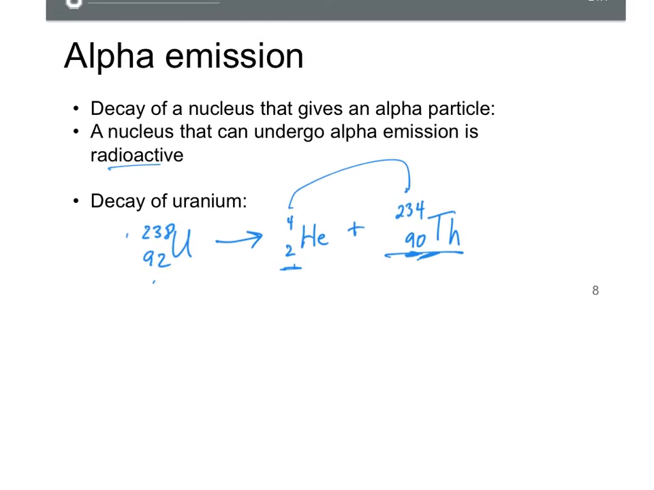Another example for alpha decay is that of radium. So radium-226 has an atomic number of 88. It decays by alpha emission, so we'll form our alpha particle. And what's the other product? I'll give you a couple seconds here to write out that other product.